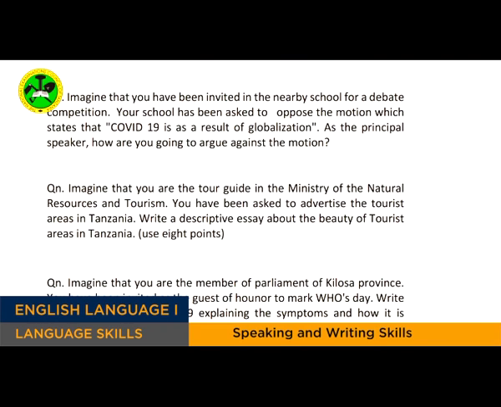But when you read question number 2, it is not the same as the first one. This one does not require you to write an essay, which at the end of the day simply tells you to write a speech about COVID-19, explaining the symptoms and how it is spread. So this is about speech writing. So all you do, you have to follow those steps. You have to use those aspects of speech development.